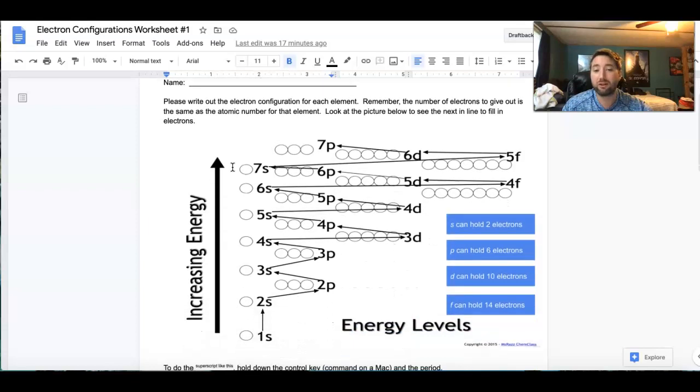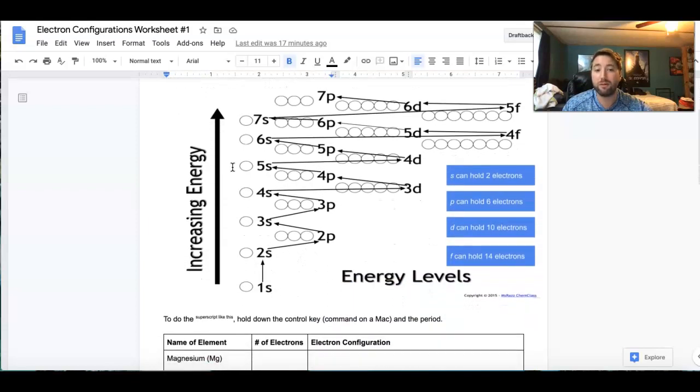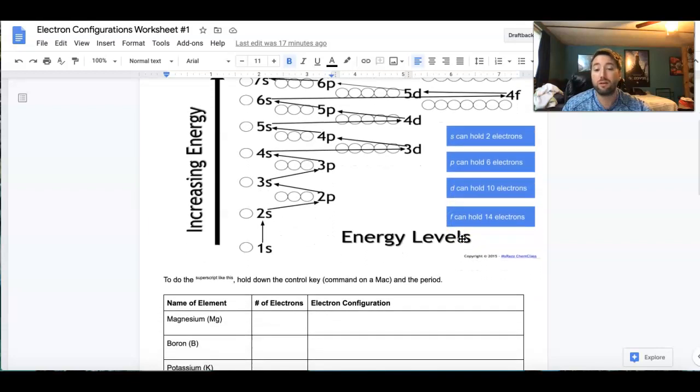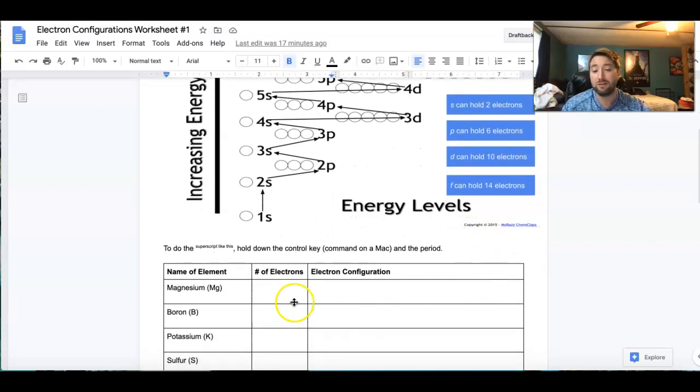So here is the diagram from earlier from the note sheet, and remember it goes 1s, and then 2s, 2p, 3s, so on and so forth. And I put these little blocks over here. It says S can hold 2, P can hold 6, D can hold 10, and then F can hold 14. So it's going to ask you for the name of the element, the number of electrons that it has, and then it's going to ask you to write the electron configuration.